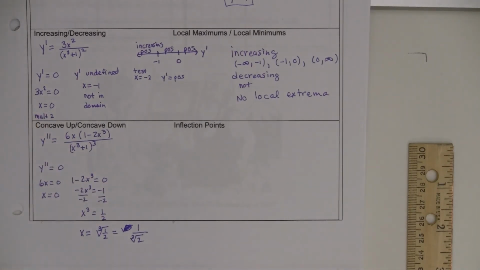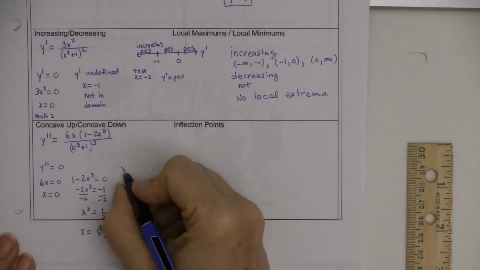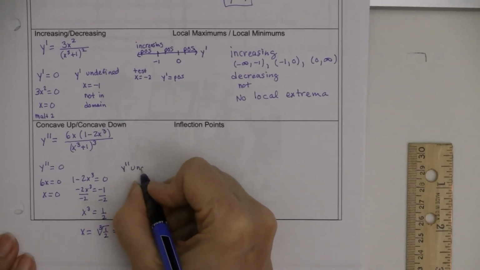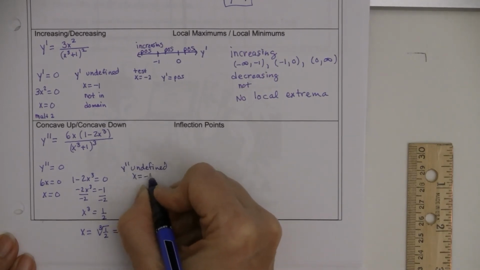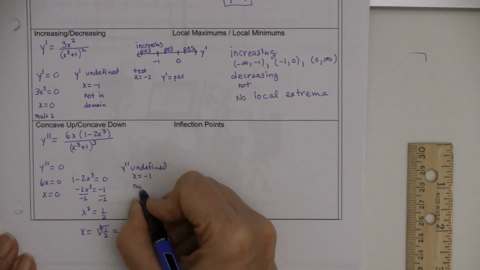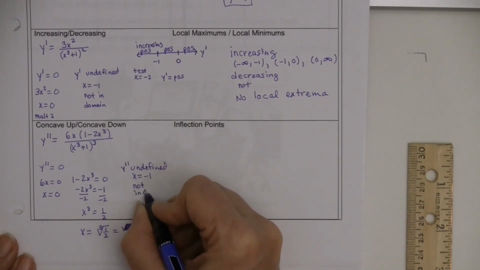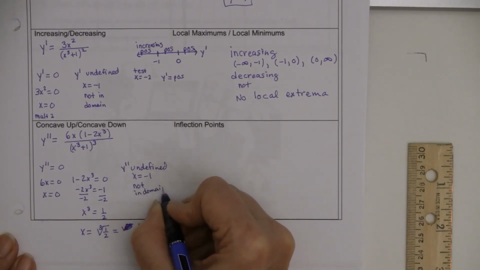And so those are our candidates, and then it's never undefined except for at negative 1, which is not in the domain. So x double prime undefined is at x equals negative 1 again, which is not in the domain. But I do want it for my picture here.